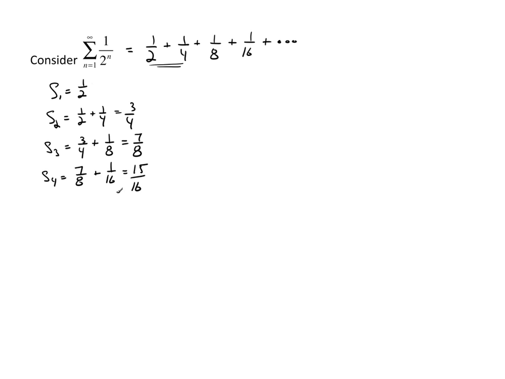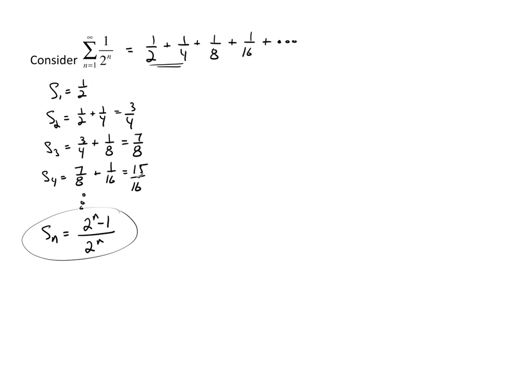Okay, I'm starting to see a pattern here. The denominator is 2 to the n, and the numerator is always 1 less than the denominator. So this looks like Sn will be (2 to the n minus 1) divided by 2 to the n. And if I start putting in values of n, it matches up. So I'm pretty sure that this is correct.